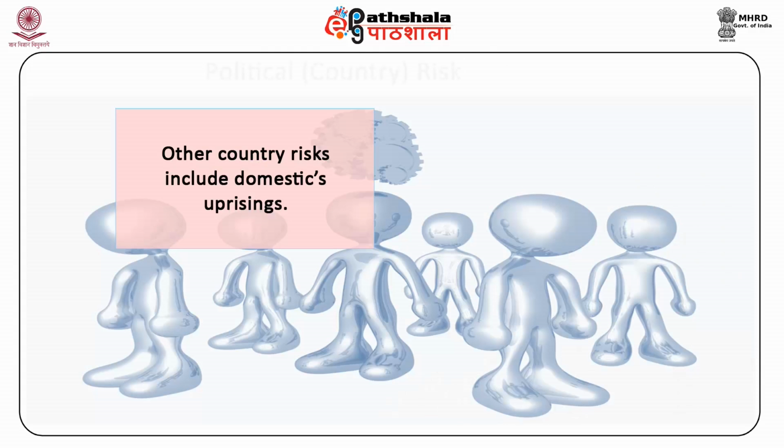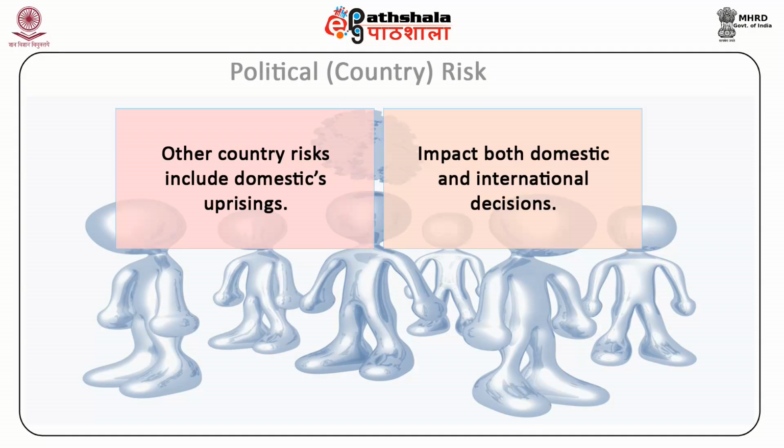Other country risks include domestic unrest and uprisings, such as the May 2010 demonstrations in Bangkok, Thailand, which effectively shut down the commercial hub of the country. Such an upheaval would impact both domestic decisions, like delays in building hotels, and international decisions, that is, changes in foreign exchange, country risk profiles, international insurance rates, etc.